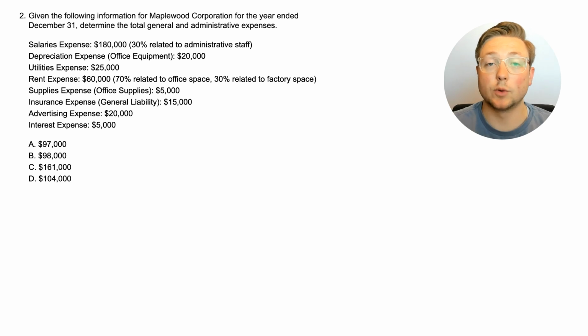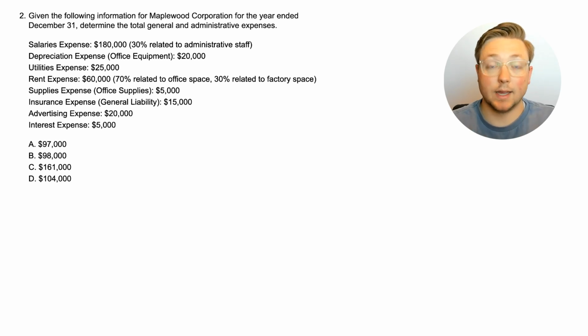All right, here we are at question 2. Given the following information for Maplewood Corporation for the year ended December 31st, determine the total general and administrative expenses. Okay, so again, this is a multi-step income statement, but it's asking us to determine what the total general and administrative expenses are. You know, you might not know what that means.